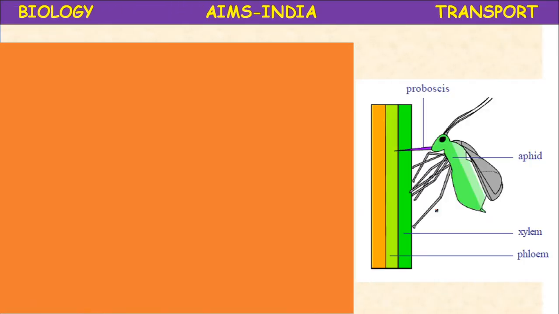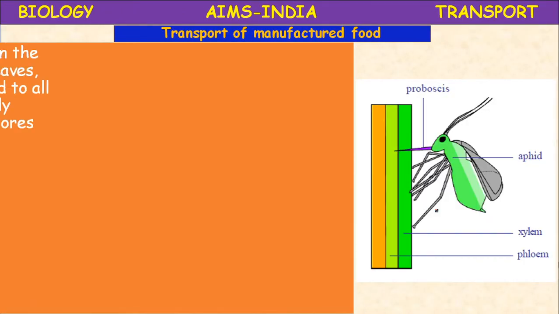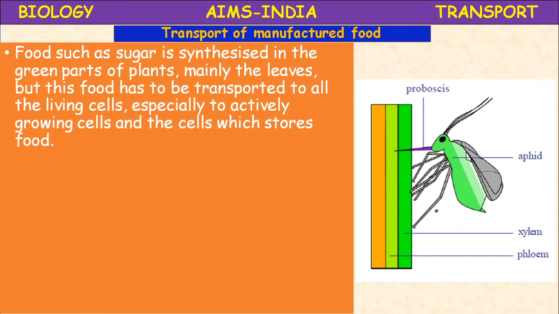Next, transport of manufactured food. You know very well, plants prepare food material by a process called photosynthesis. What is the end product of photosynthesis? Sugars, glucose. Glucose is in a soluble form, and as soon as it is formed, it is converted into a complex insoluble form called sucrose.